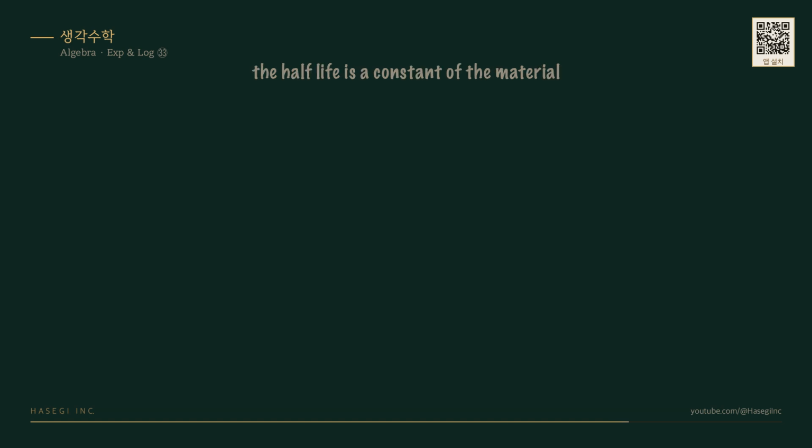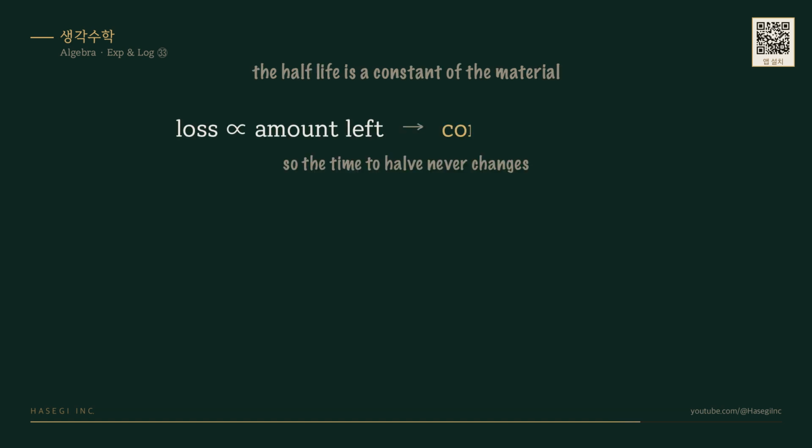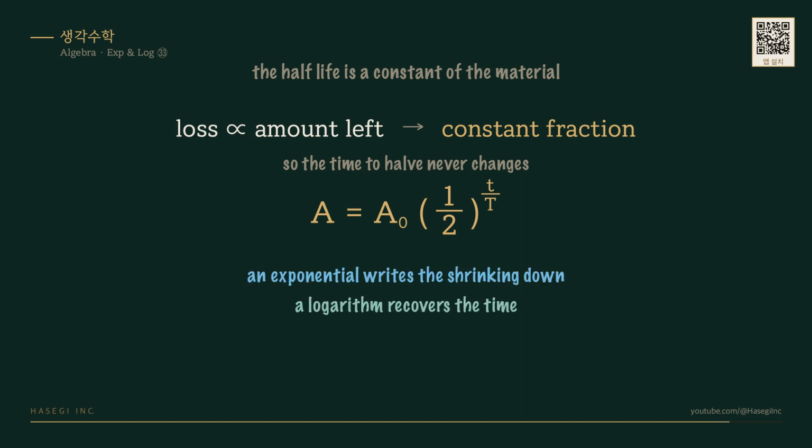To sum up, because the amount lost is proportional to the amount left, the fraction lost is always the same, and so the time to halve is always the same as well. However much you started with, however much is left now, the half-life is a constant belonging to that material. An exponential writes the shrinking down, and a logarithm recovers the time.